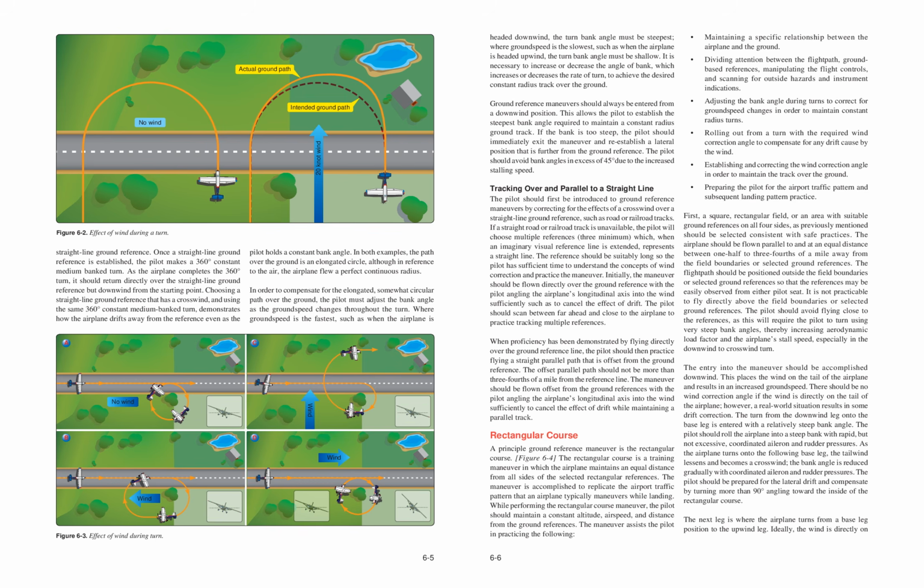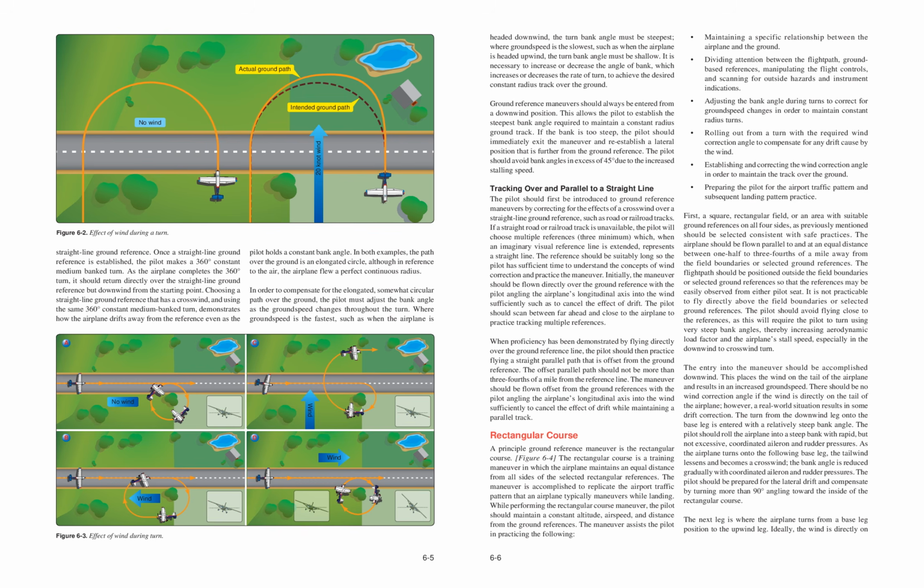Where ground speed is the fastest, such as when the airplane is headed downwind, the turn bank angle must be steepest. Where ground speed is the slowest, such as when the airplane is headed upwind, the turn bank angle must be shallow. Figure 6.3. Effective wind during turn. No wind. Wind.